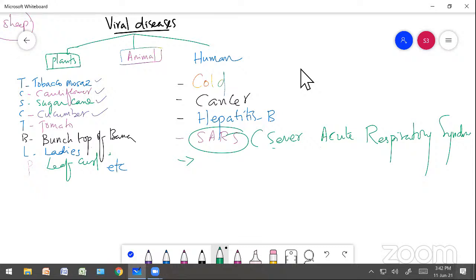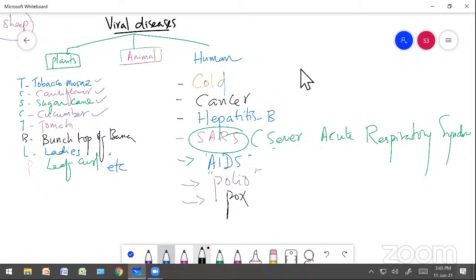The next one, AIDS. AIDS is a very dangerous disease. And the next one, polio. Mostly the polio disease is seen only in children, right? Newly born babies are affected by polio disease. The next disease, smallpox.